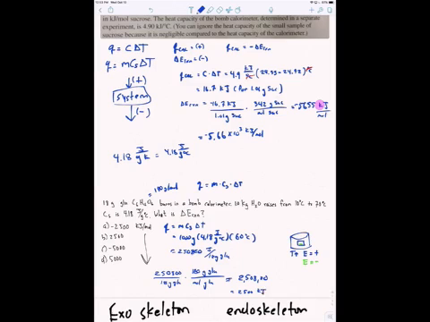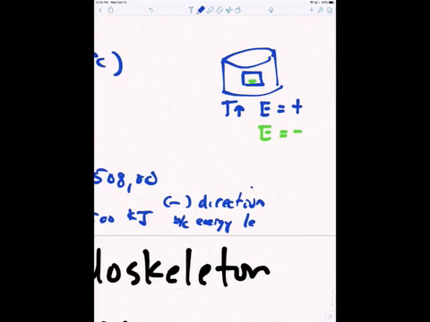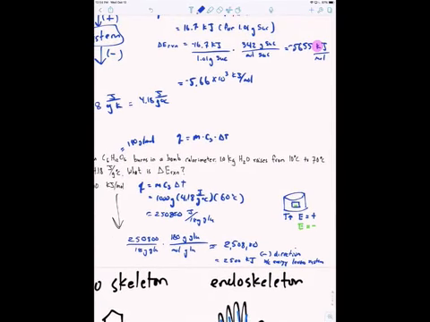And the other thing is it's a negative direction. If you look at the sugar, the energy is leaving the sugar. It gives you energy, it doesn't take energy.